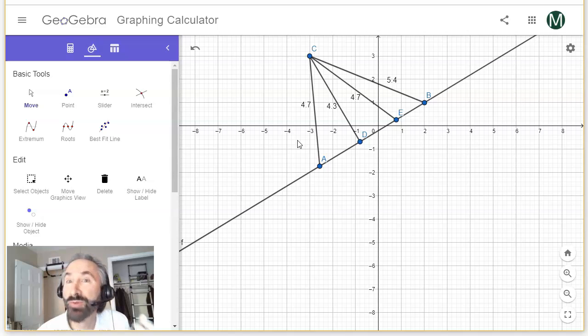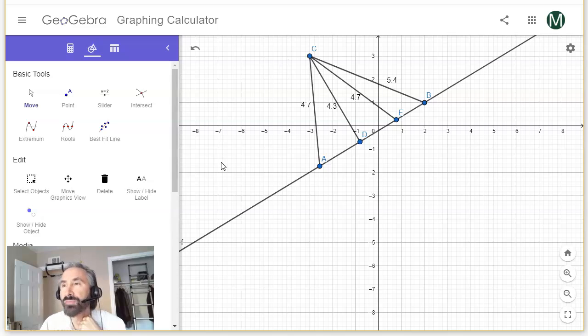But it is Pythagorean theorem. And I told you before you're going to need to know Pythagorean theorem, and here it is. We need it again. So what we could do is take the coordinates for point D and the coordinates for point C, and we could use Pythagorean theorem.